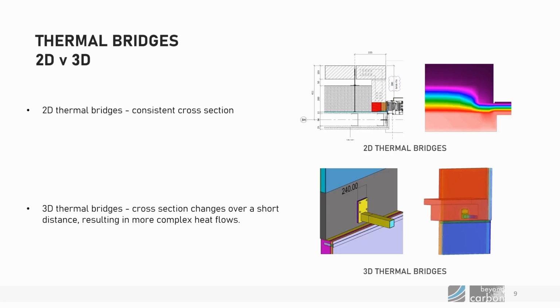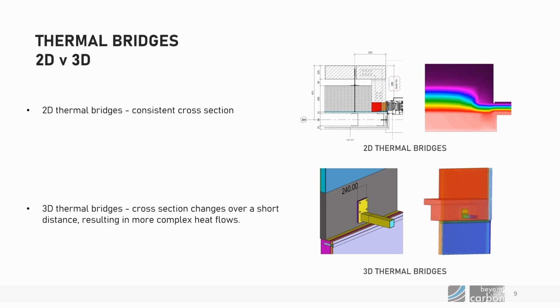We might categorize thermal bridges also as two-dimensional or three-dimensional. Two-dimensional thermal bridges are where the cross-section is consistent, if you like, into the page, such as a window detail. That would be the way we would capture windows as a 2D thermal bridge.